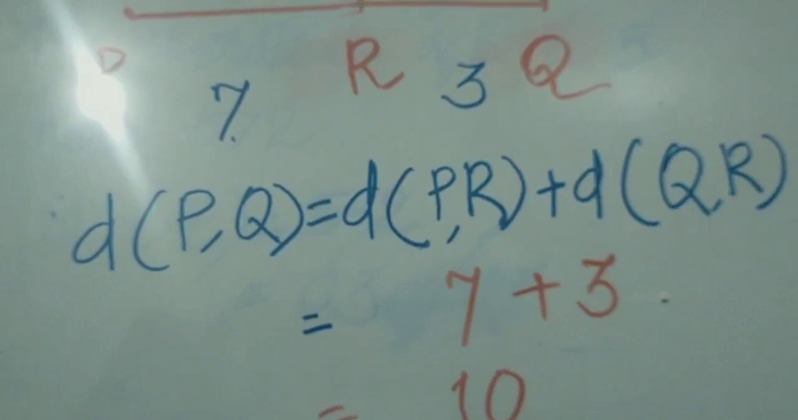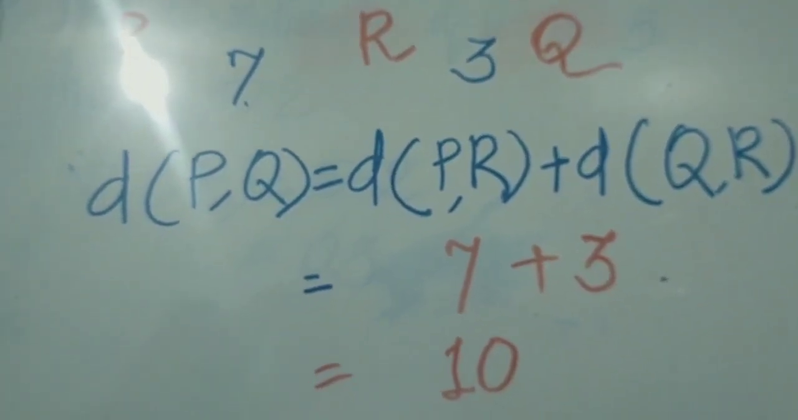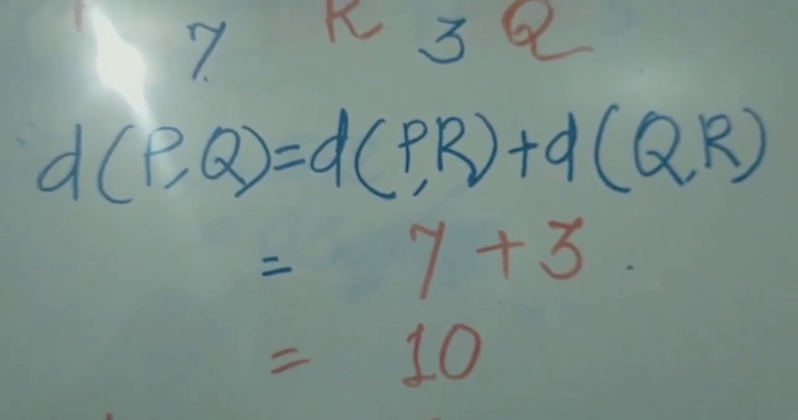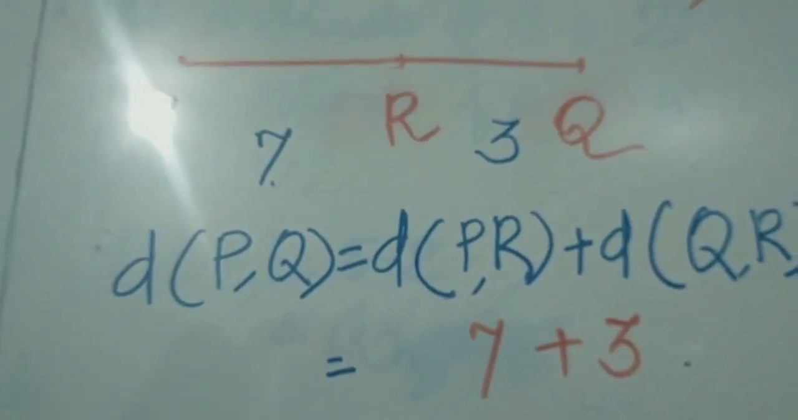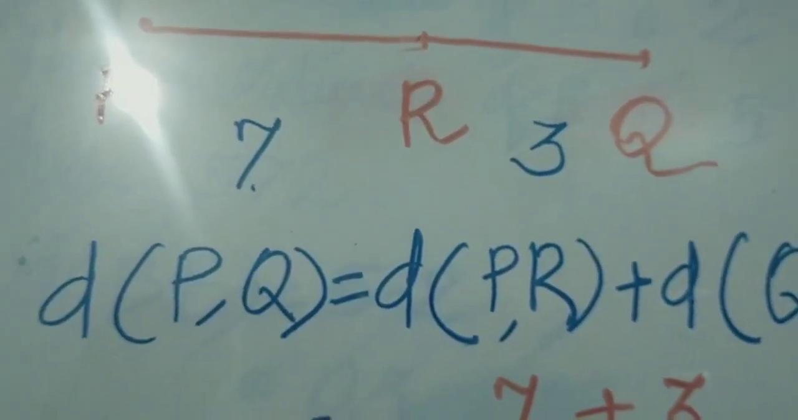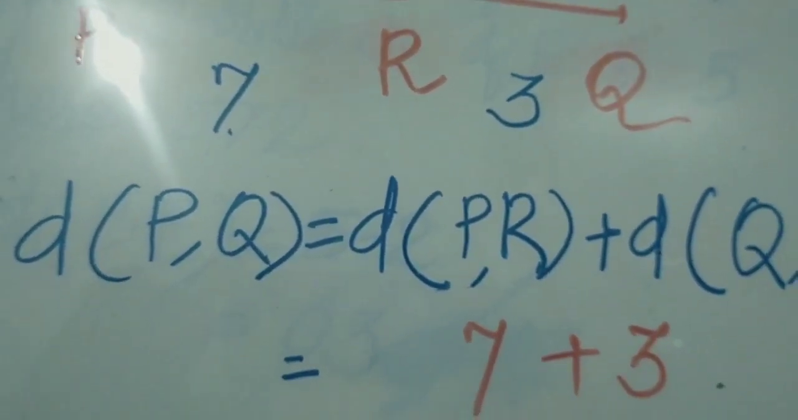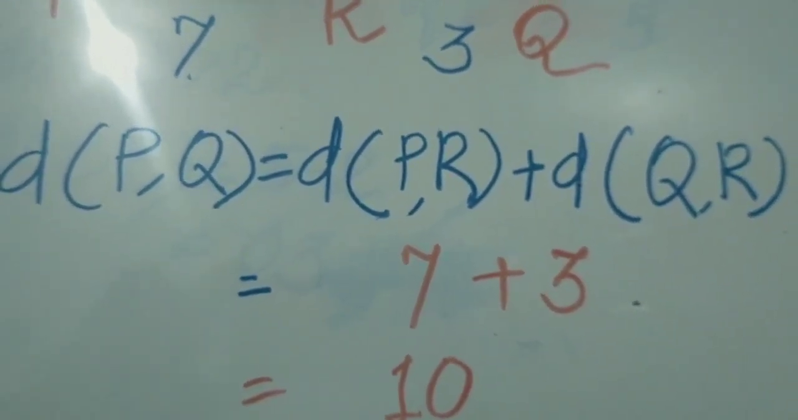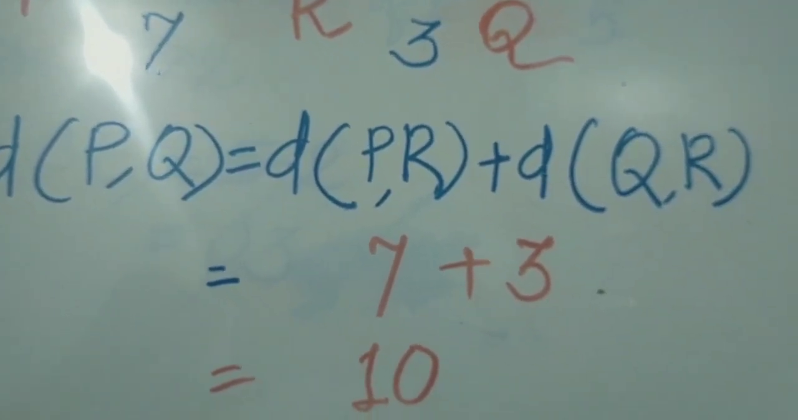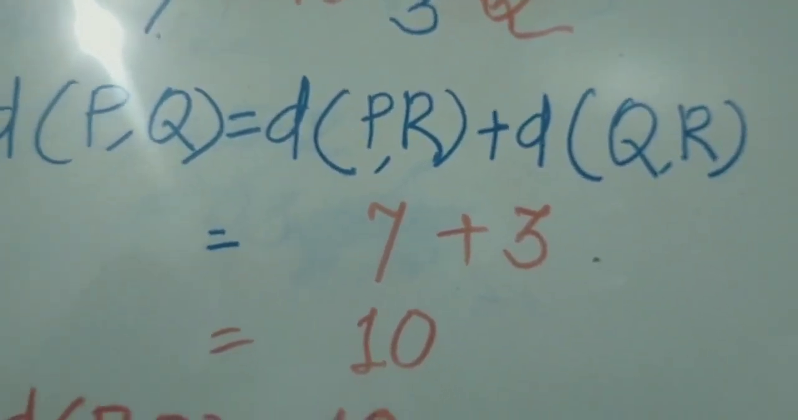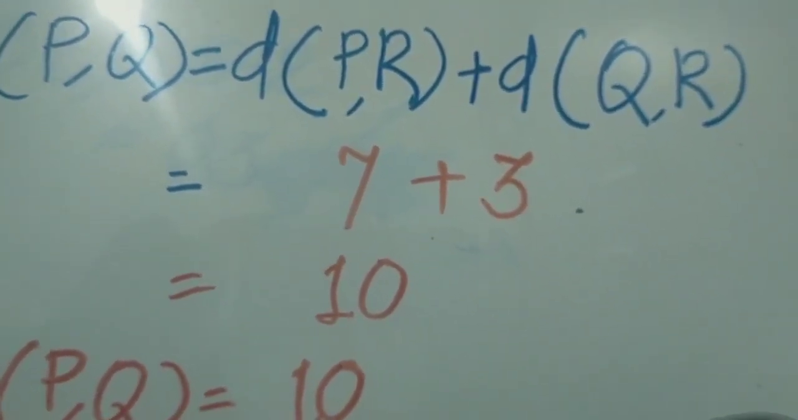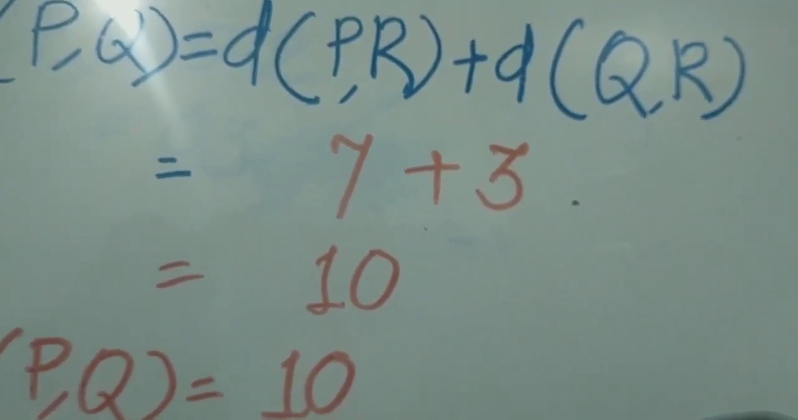To find that, we know that if distance of PQ is equal to distance of PR plus distance of QR, then we can tell point R is in between point P and point Q. For that we have to write firstly distance of PQ is equal to distance of PR plus distance of QR. The distance between point P and R, in the sense distance PR is equal to 7 and distance QR is equal to 3.